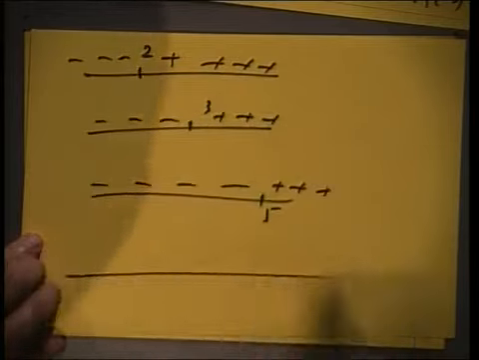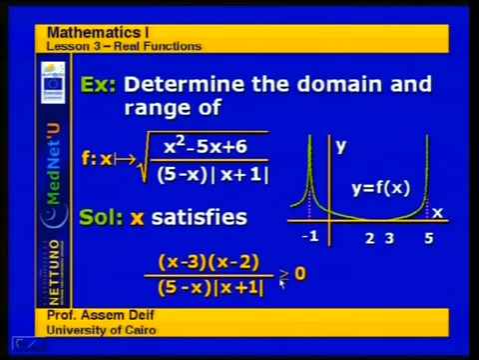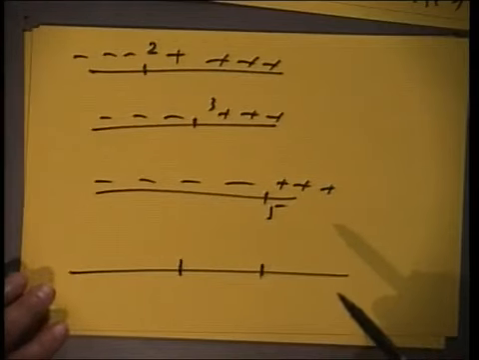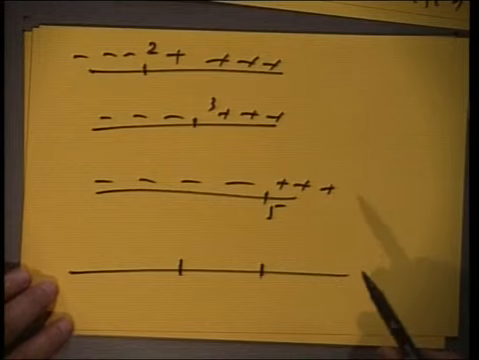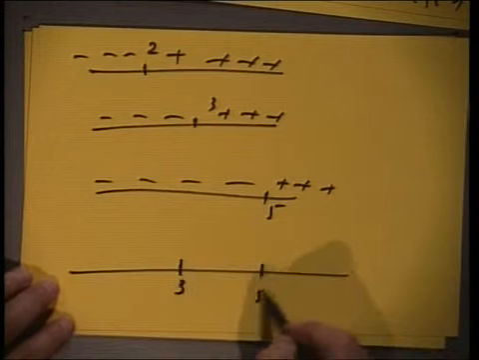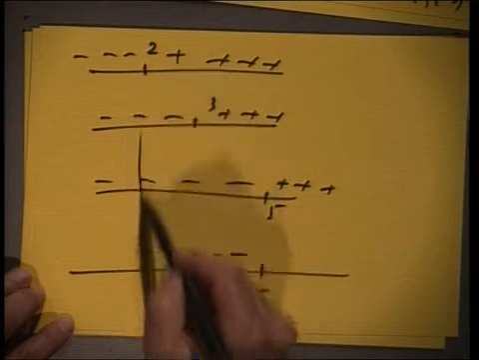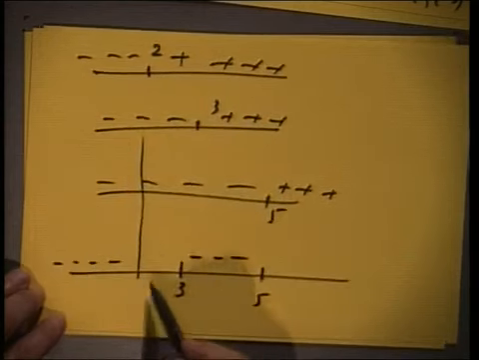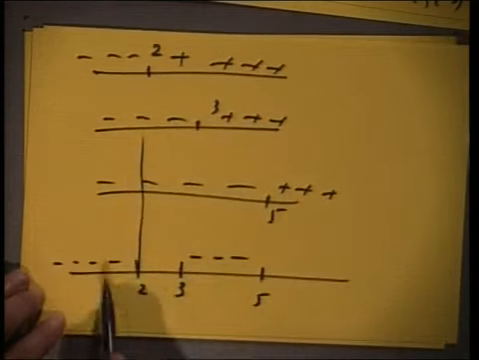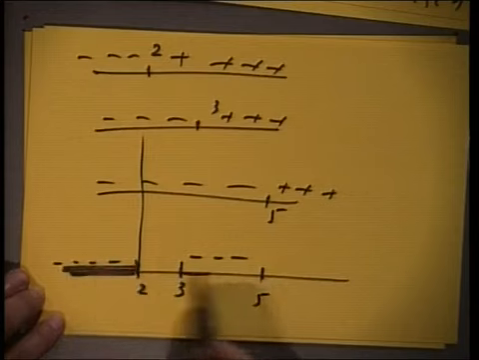Now what you require is what? What you require is that since you are taking x minus 5, you must revert this sign here. So you need the intervals at which f is negative. From 3 to 5, it's negative, and again from minus infinity till 2. So you have either this interval or this interval.